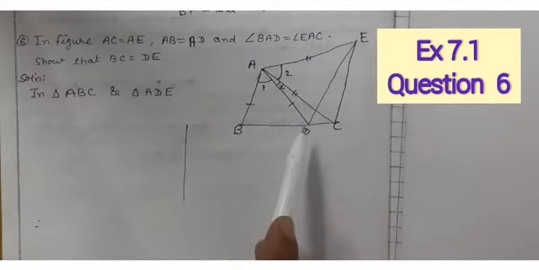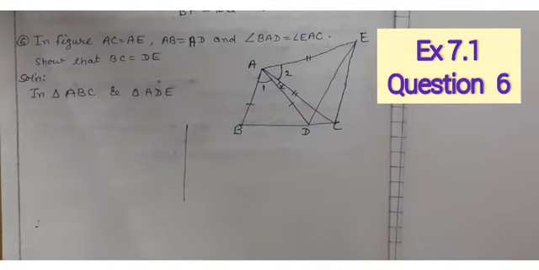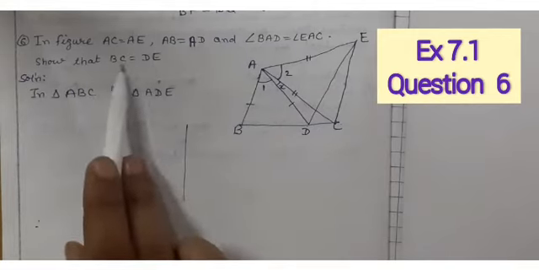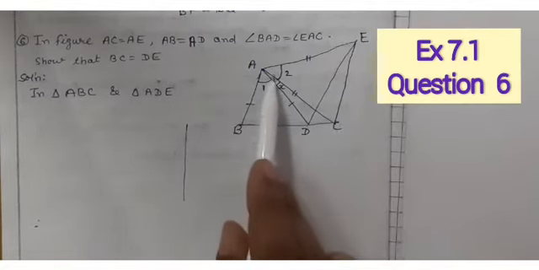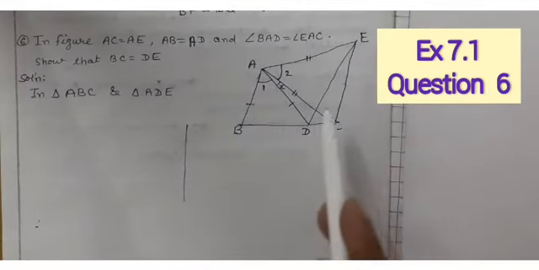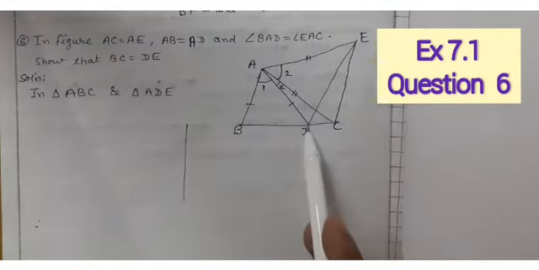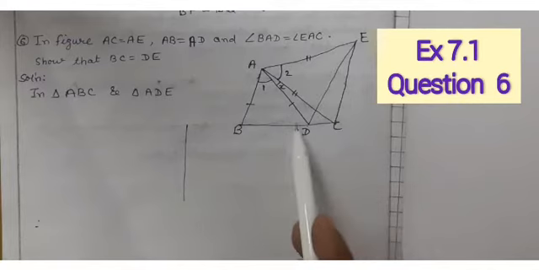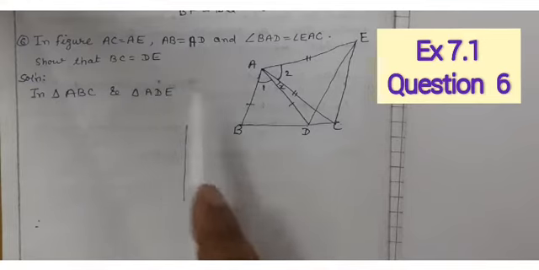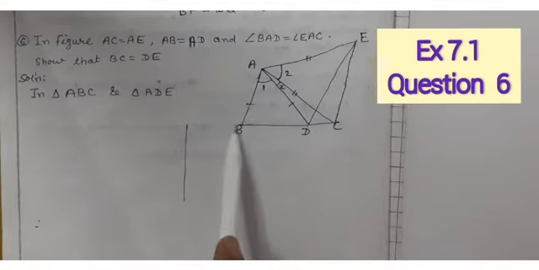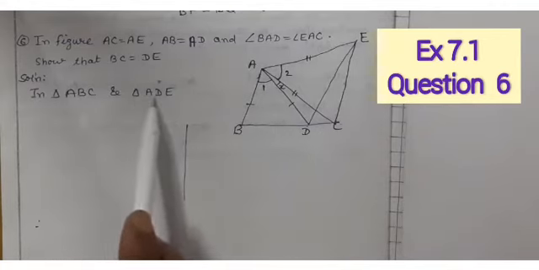BAD, EAC, angle 1 and 2, both are equal, we have given. And another angle I have taken here, DAC, that is x, any unknown angle. Because what you have to show is BC equal to DE. BC is attached with triangle ABC. And here I have one more triangle because they want DE. So I take triangle ADE. So I am taking two triangles for solving this: ABC and ADE.